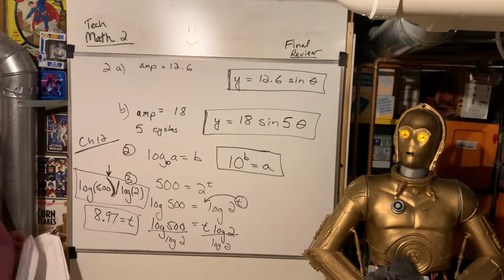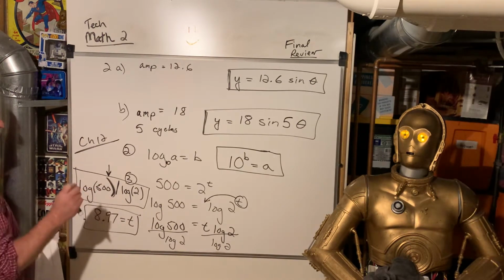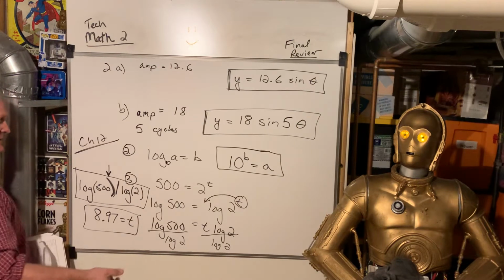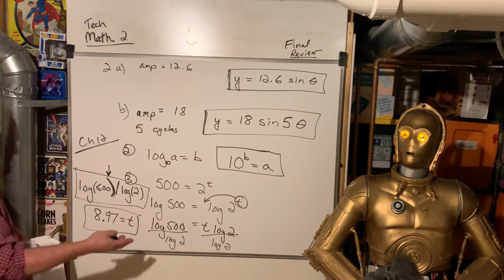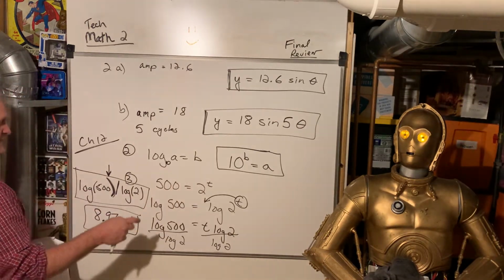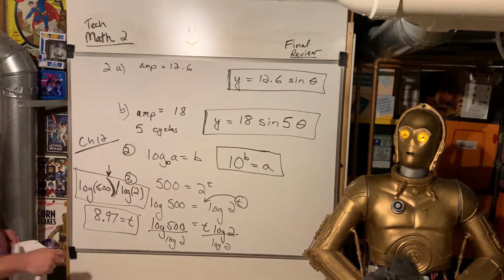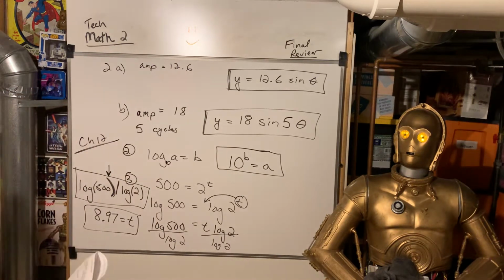That's why I wanted you to check it into your calculator right now and make sure you get that. If you omit that parenthesis, you will get the wrong answer. And it's really tough to, you can't really check these very well. I guess you could pop it back in 2 to the 8.97, but it's not going to be exactly 500 because we rounded to hundredths. So when you check back, don't expect it to be exact because we rounded. All right? Okay.